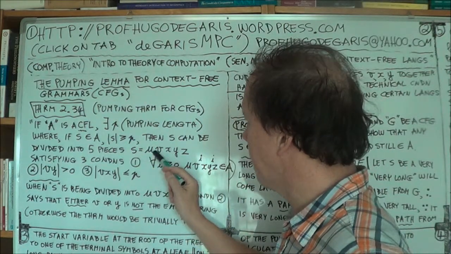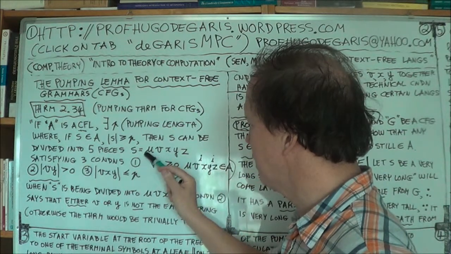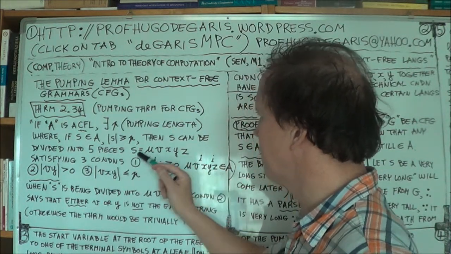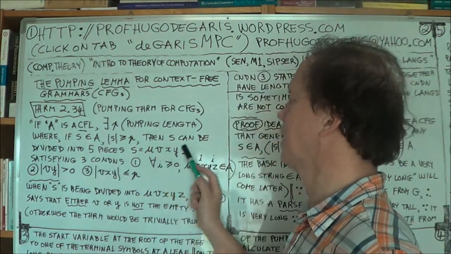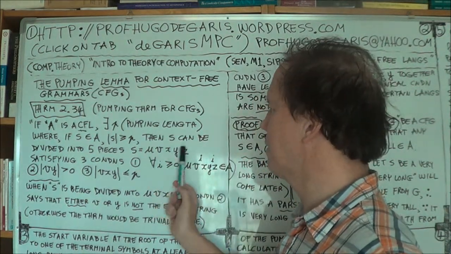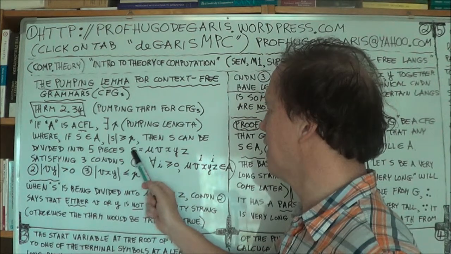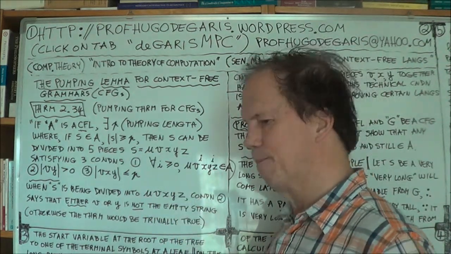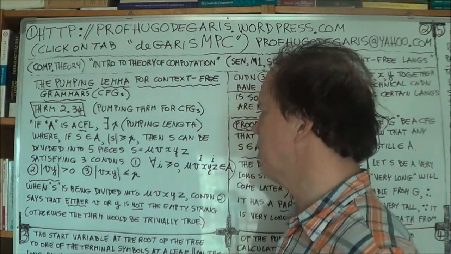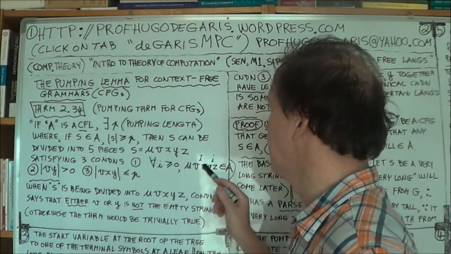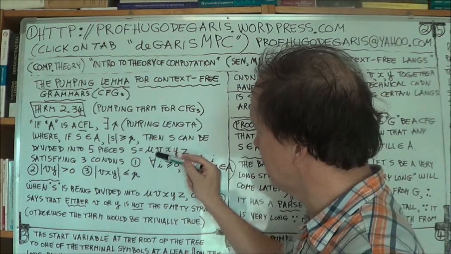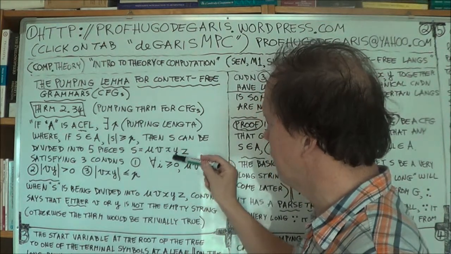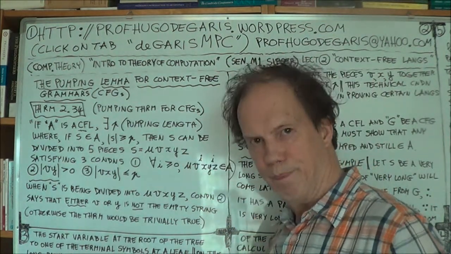So your string can be pumped. And what does that mean? That you can divide the string into 5 parts like this, concatenated, and this division, this string S, obeys 3 conditions. Now the essential one is the pumping condition, and that is you can take this substring, the V and the Y, and you can pump them.